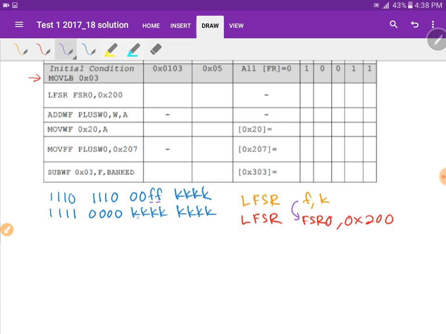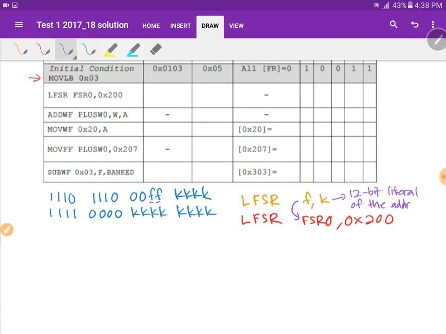And here you can see KKKK. This is a 12-bit literal value, the address that we want to point to. I don't have much space here, so I'm just going to write like that. Basically, this is already given to us: LFSR, FSR 0 and hex 200, which means we need to load this value so that FSR 0 will point to this address.